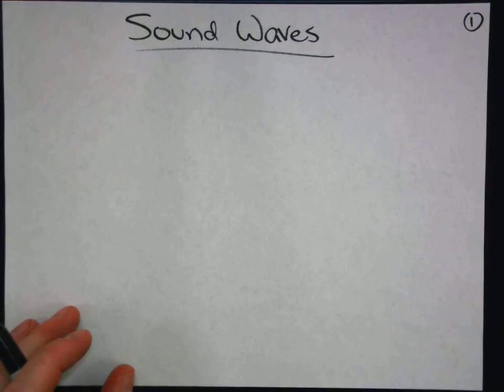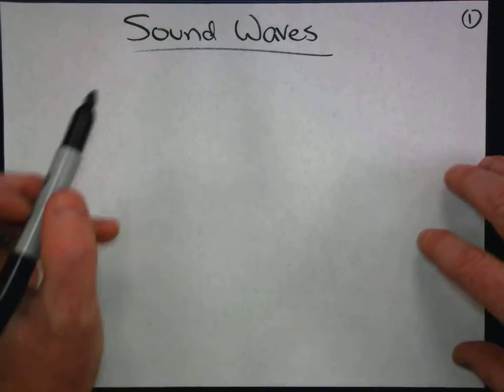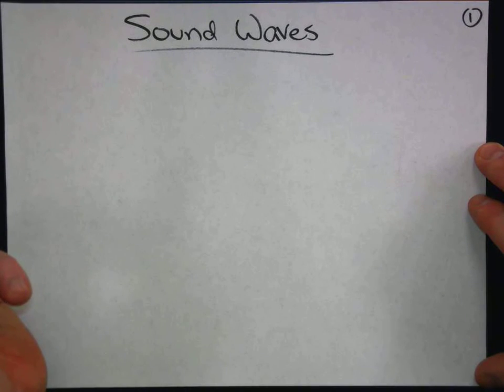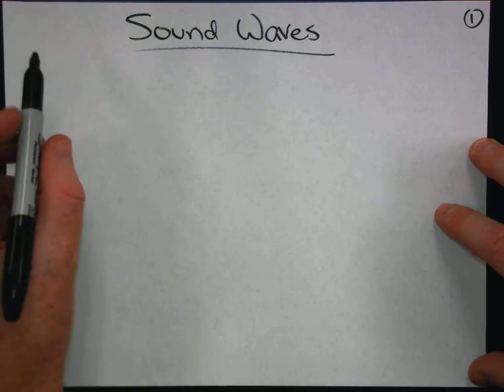We're looking at sound waves now, trying to apply some of the stuff we've learned about waves in general to sound. To start out, I want to ask, what kind of wave is a sound wave? Would a sound wave be a transverse wave or a longitudinal wave? So let's check this out.